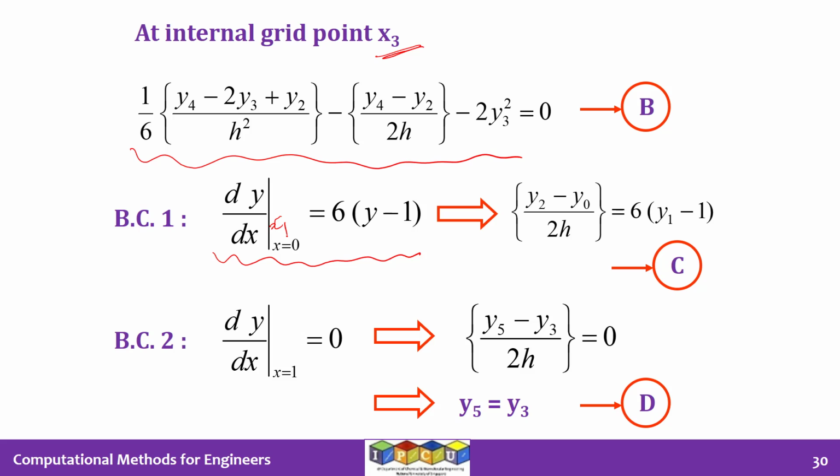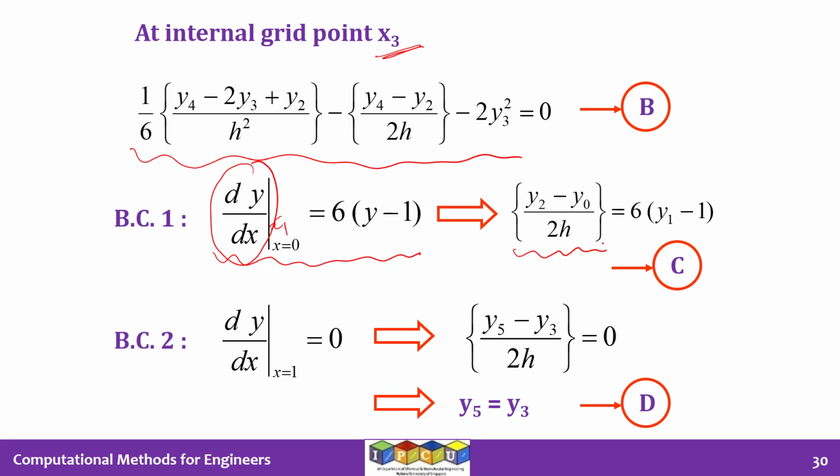So dy by dx at x1 is equal to 6 times y minus 1. This is the boundary condition that is given. So I can replace dy by dx by its central difference approximation. So I can write dy by dx as y2 minus y0 divided by 2h. So this has a truncation error of the order of h squared, and it goes very well with the other truncation errors we have seen in the ODE.